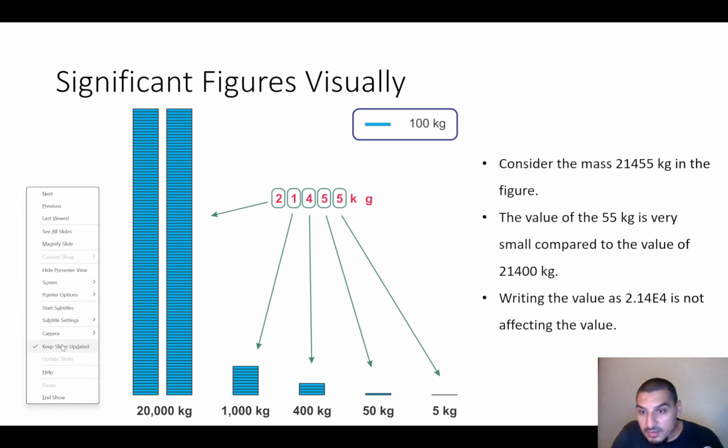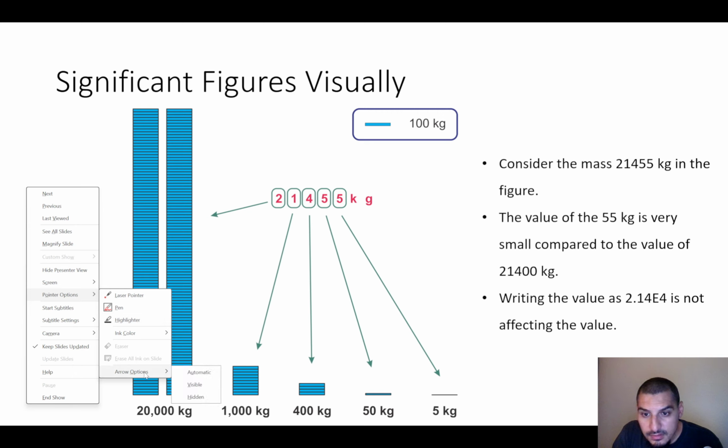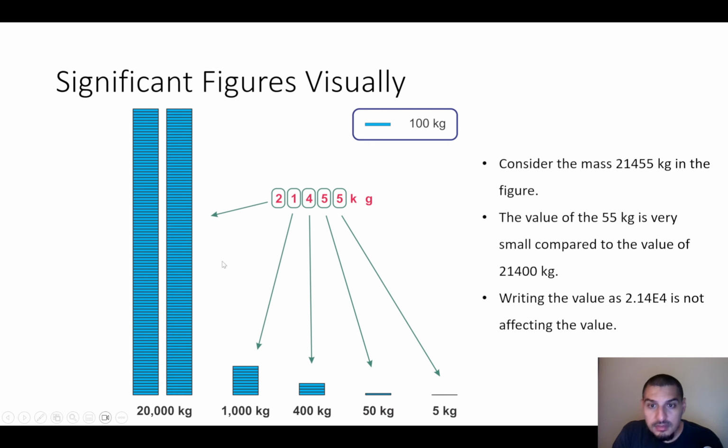I want to just stop the pointer. Sorry. Right. So here we have the 20,000. You see it's big, very big. And then you have 1,000, which is smaller. It's still significant, but it's smaller. And the 400, it's smaller. It's less significant, but it has some significance. And we have this 55.